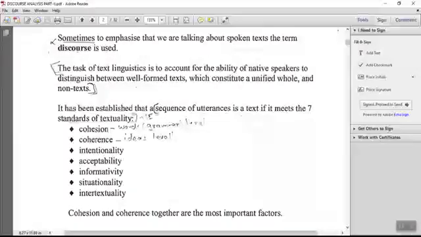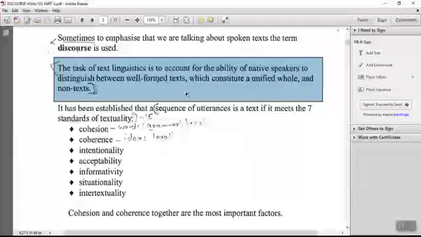It has been established that a sequence of utterances is a text if it meets the 7 standards of textuality. We said before that an utterance or a sequence of utterances could be termed as a text, or maybe a non-text. So the native speaker is able to say that a particular text such as this is a text or not a text. How does the native speaker do that? Maybe indirectly, or based on the native speaker's knowledge of the language, he or she can decide about whether the particular text is well formed or not.